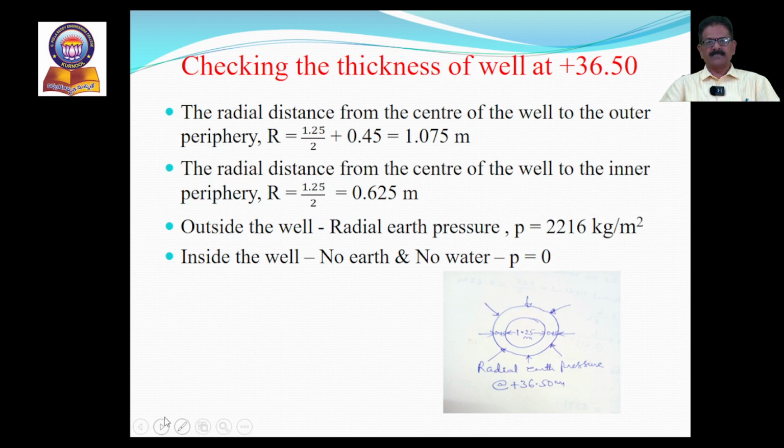These are the thicknesses assumed. Let us consider case 1, checking the thickness of the well at 36.5 meters level. The hoop stress is influenced by the radial distance r and r square, so we need to calculate the radial distance from the center of the well to the outer periphery. The internal diameter of the well is 1.25, so half of the diameter is the radius, 1.25 by 2, plus the thickness at that level, 0.45 meters.